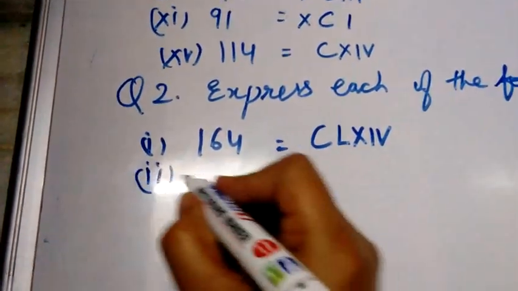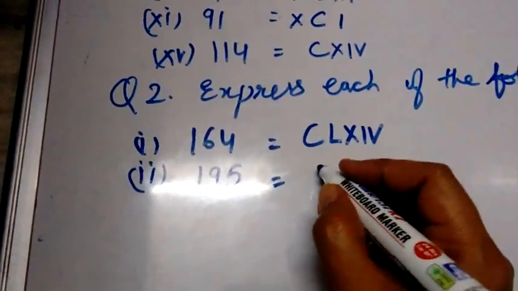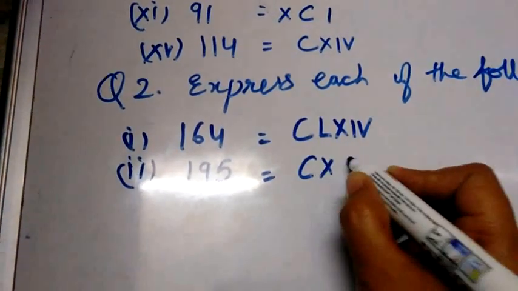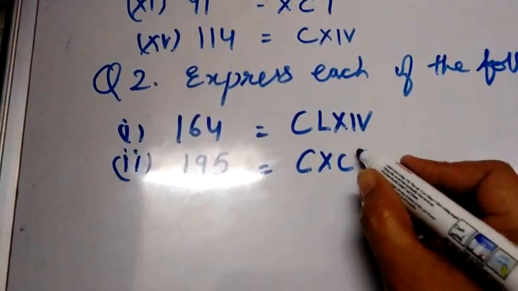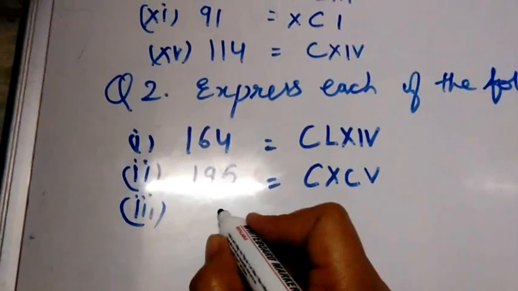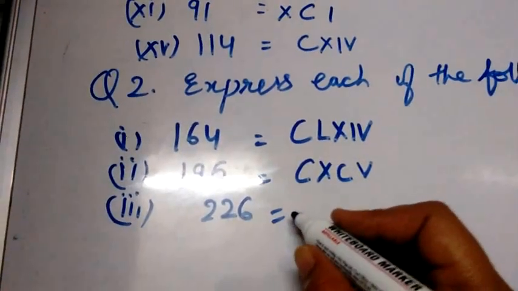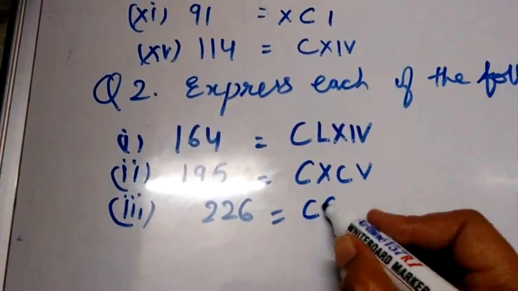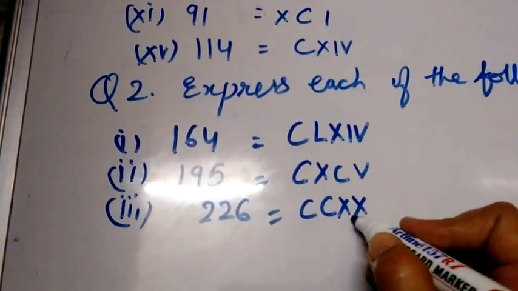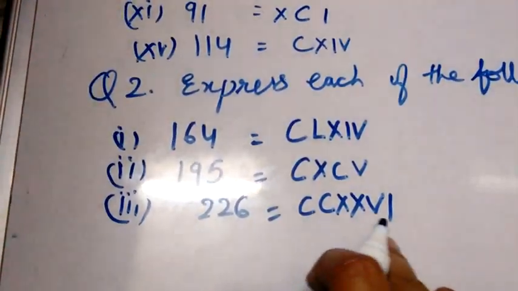Its second part is 195. So for 100 we write C. For 90 we write XC. Now only 5 is left, that is V. Next is third part, 226. 200. So 100 plus 100, that means C and C. 26. 20 means X, X, and for 6 we will write V and 1. That is 226.